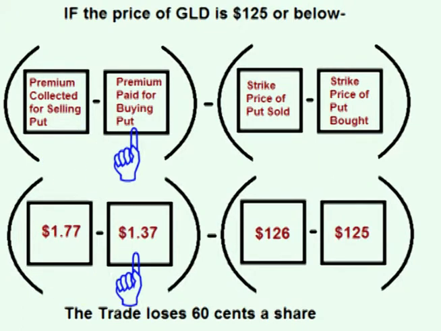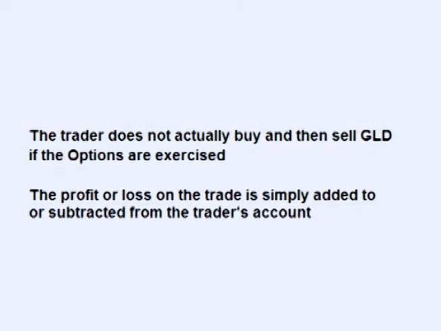However, he was paid 40 cents a share up front placing the spread, so his loss is the $1 he loses on GLD minus the 40 cents he was paid up front, for a loss of 60 cents a share. This is his maximum possible loss on this trade. It's important to note that if this was a real trade, the trader doesn't actually buy and resell GLD. If he holds the spread until the options expire, the profit or loss is simply added to or subtracted from his account.